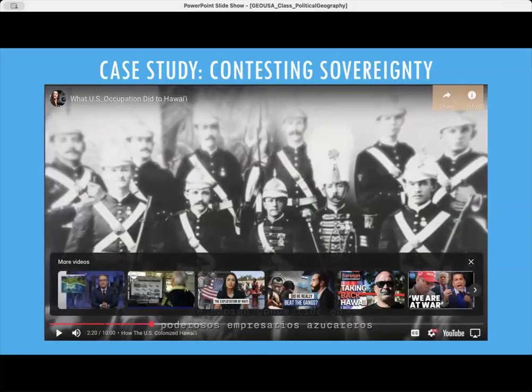So I just wanted to pause there because there's an important term being used here: nation. Hawaii was a sovereign nation before U.S. annexation, before the U.S. claims it as a territory and then later turns it into a state, right?